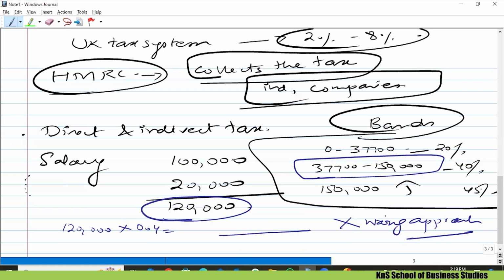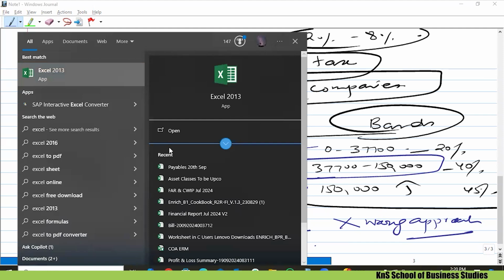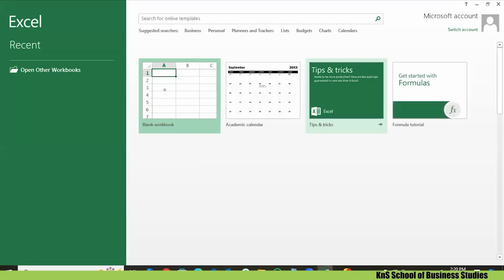Tax administration or tax calculation does not work like this. Now, what is the correct way to do it? The correct way is to go step by step. Okay, 0 till 37,700 makes 20%. First, calculate this. Next, what is remaining? I'm going to subtract 150,000 minus 37,700, I will have a figure, then I will multiply that with 40%. So let me open Excel and do this calculation in front of you, so you also can get your answers and see the difference.